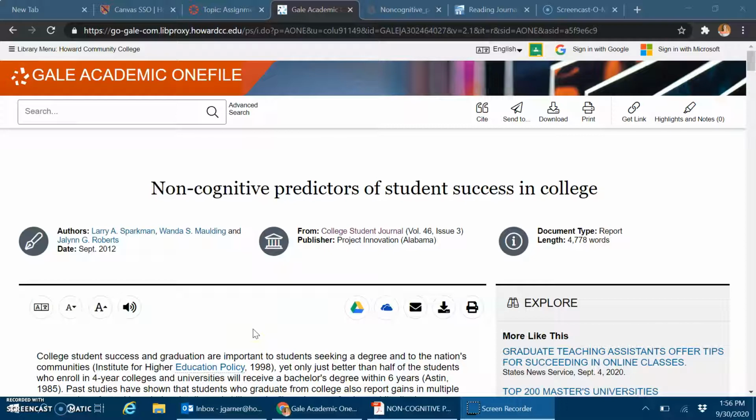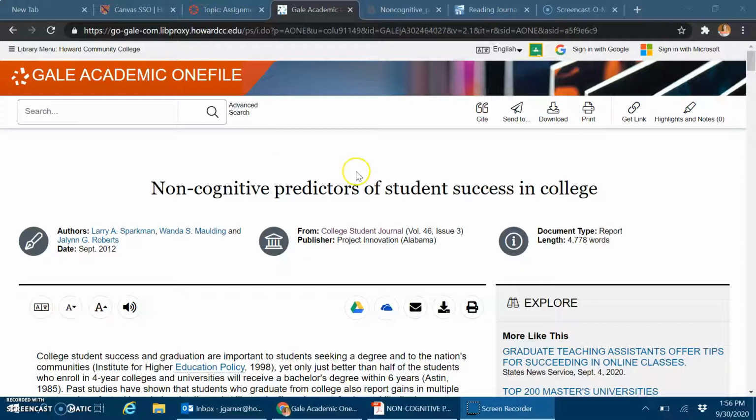One is to introduce you to what scholarly articles look like in general. And then the second purpose is to talk a little bit about this particular article, Non-Cognitive Predictors of Student Success in College, which is the one you read for the assignment number 10, Introducing Yourself to a Scholar.